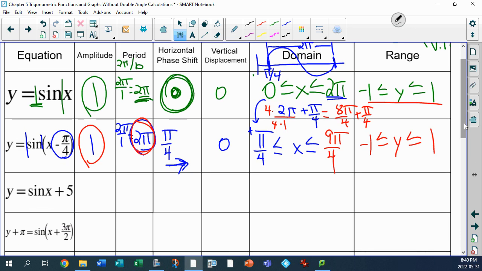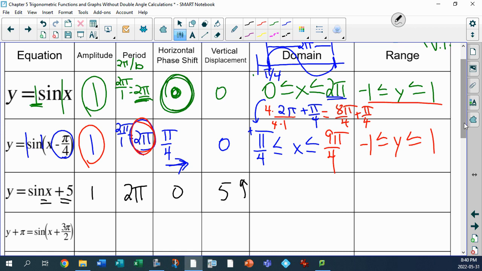This next question has an amplitude of 1. The B is 1. So if the B is 1, we all know that that's 2 pi already. Okay, horizontal phase shift. There's no C value. That's 0. Vertical displacement. You got it. It's 5. It's shifted up 5.